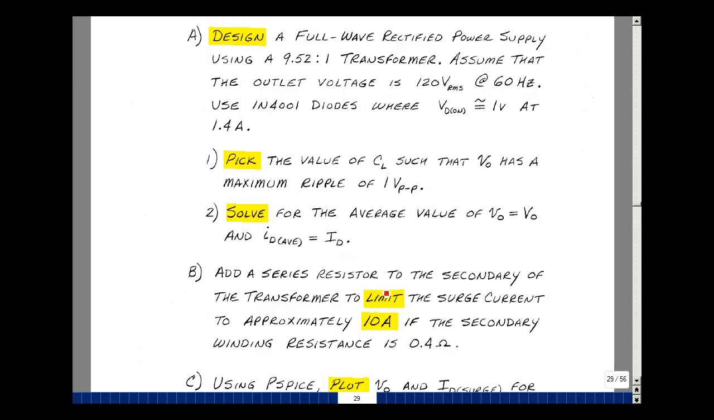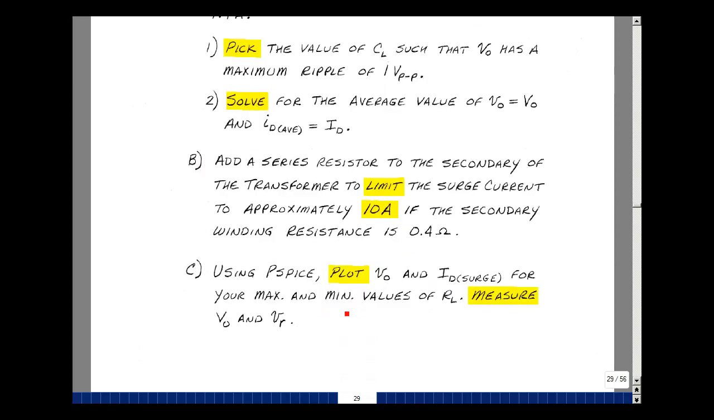Then add a series resistor to the secondary of the transformer to limit the surge current to approximately 10 amps, if the secondary winding resistance is about 400 milliohms. Then using PSpice, could you plot the output voltage and the surge current for the minimum and maximum values of the load? Also measure the average voltage and the ripple voltage peak to peak.